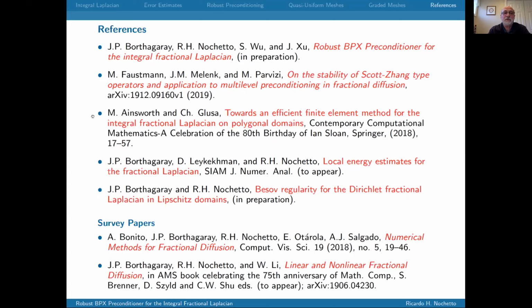I mentioned two publications that are related to the same topic. And here there are some additional results, regularity, and survey papers that people might want to read to learn about fractional diffusion. These papers do not contain the results about BPX, but they contain a lot of discussion of the setting, error estimates, and so on. And with this, I'd like to conclude and thank you for your attention.